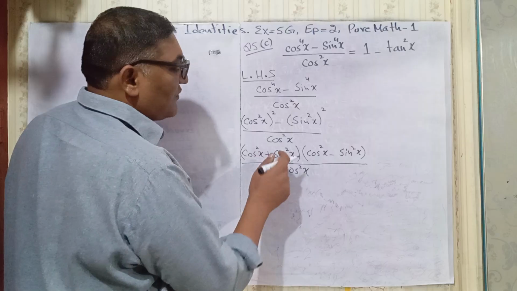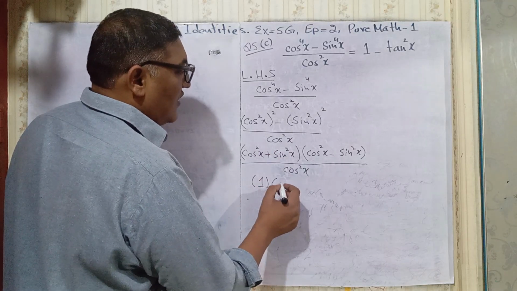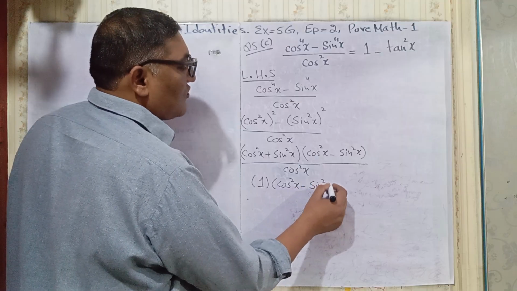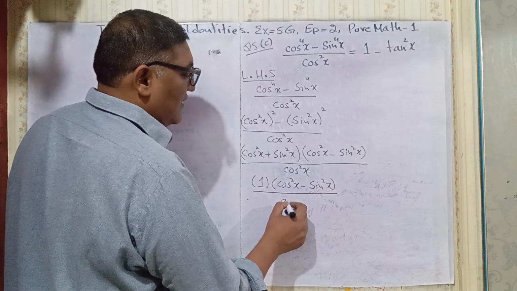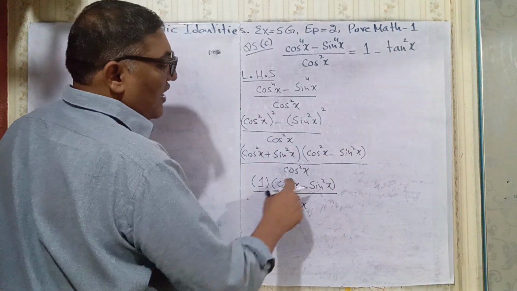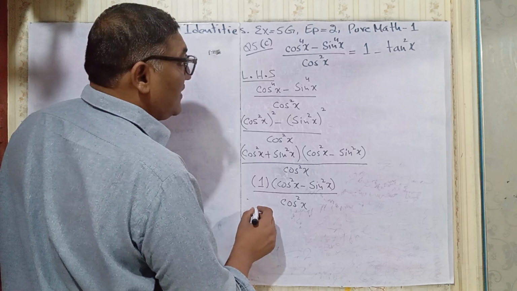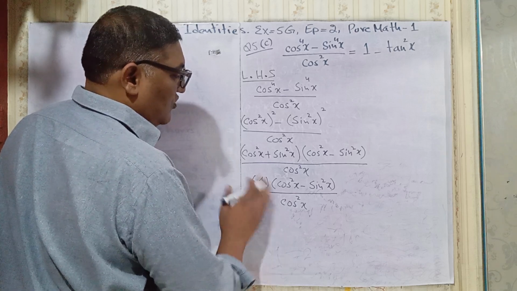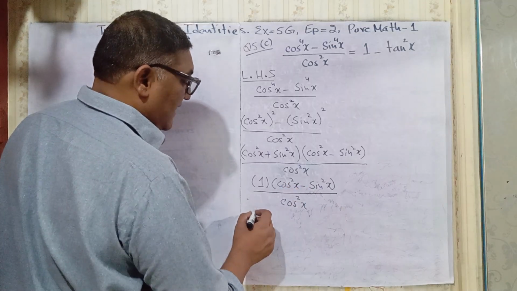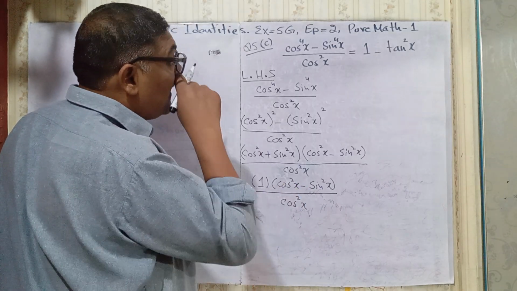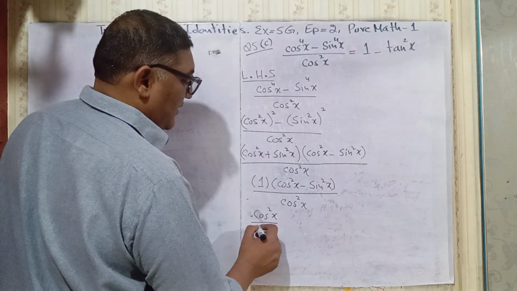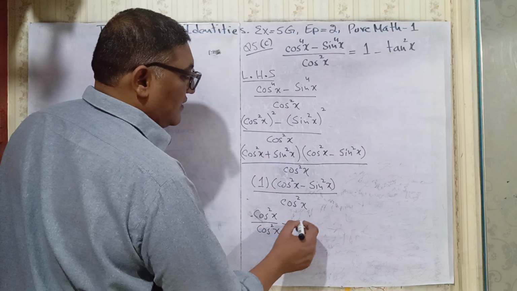Now cos²x plus sin²x is 1, so you will have cos²x minus sin²x divided by cos²x. Because the answer is in the form of tan, upstairs we need only sine, so we need to replace this cos². Instead of doing this, you can separate the denominator under each term.